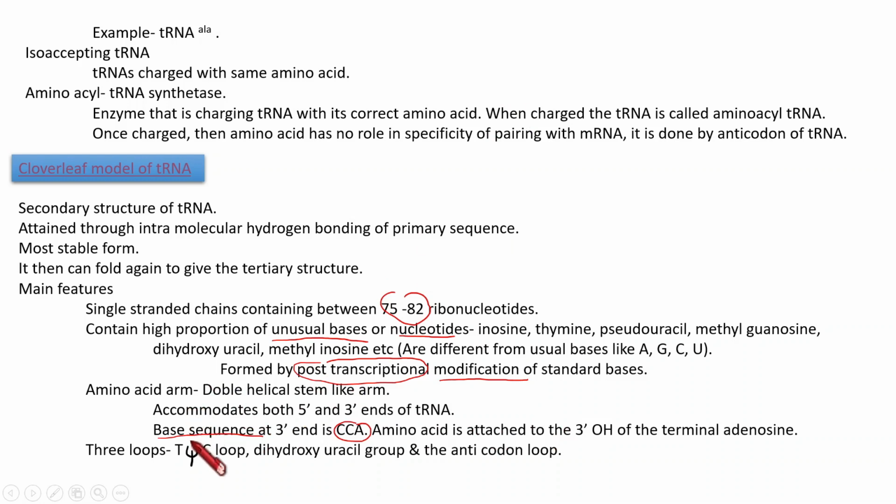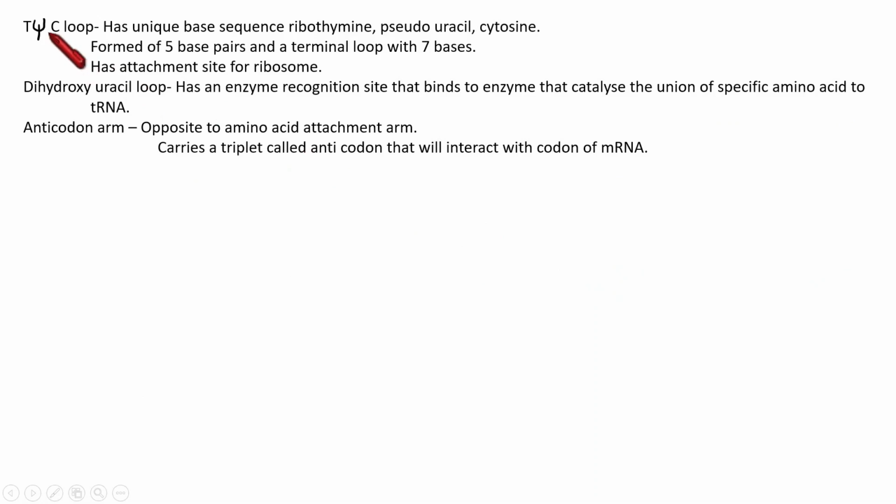Okay, then 3 loops are present. The names are T-C loop, dihydroxyuracil loop, and anticodon loop. Let's see about all those loops. First, the T-C loop. What about this T-C loop? It has some unique base sequence like ribothymine, pseudouracil, cytosine. And that T-C loop is formed of 5 base pairs and a terminal loop with 7 bases.